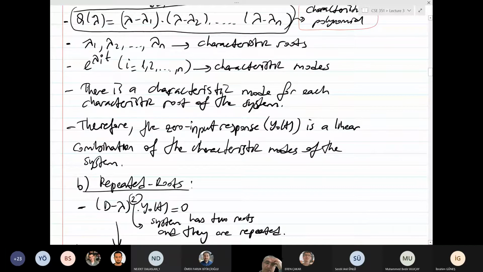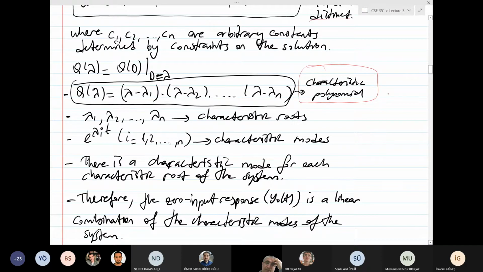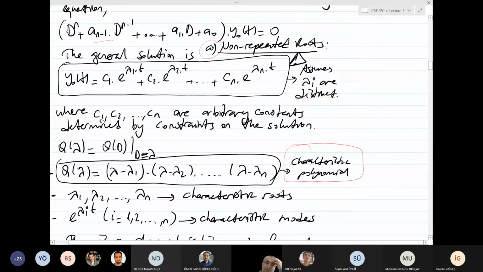Therefore, how can we interpret this solution? The zero input response is a linear combination of the characteristic modes of the system. It is as if we have the characteristic modes and we add them up to come up with the zero input response. That solution was for the non-repeated root case.